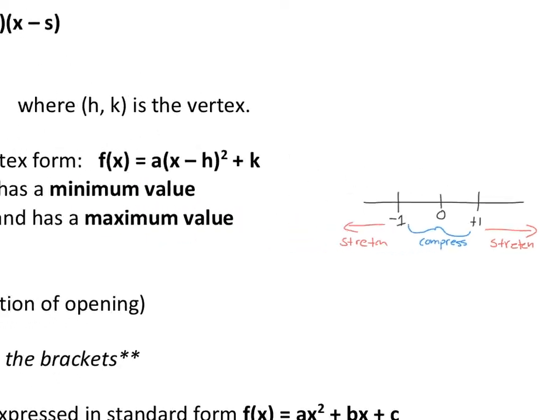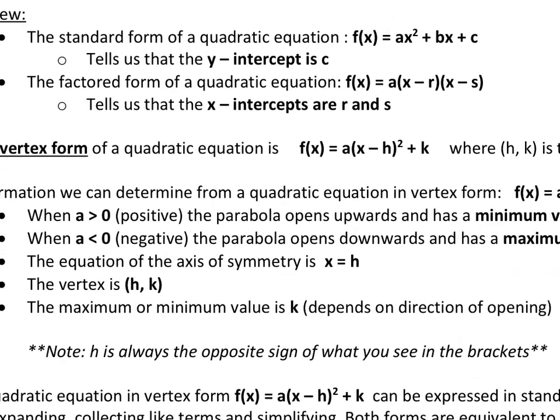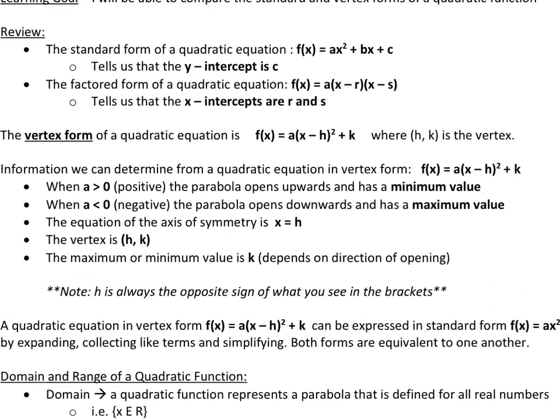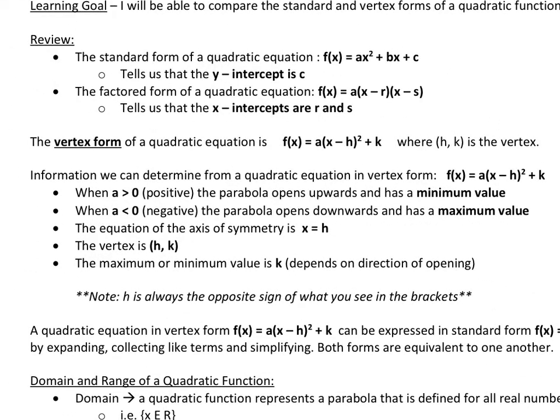Now that H is going to be dealing with the axis of symmetry, which is really the line that cuts the parabola in half, which is the x value of my vertex. And then the k is the maximum or minimum value that parabola reaches. So the max height, depending on whether it's a positive or negative a value.